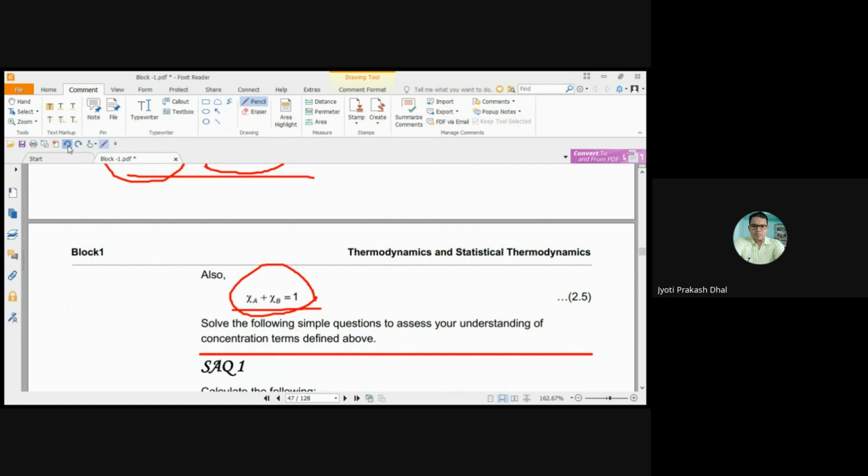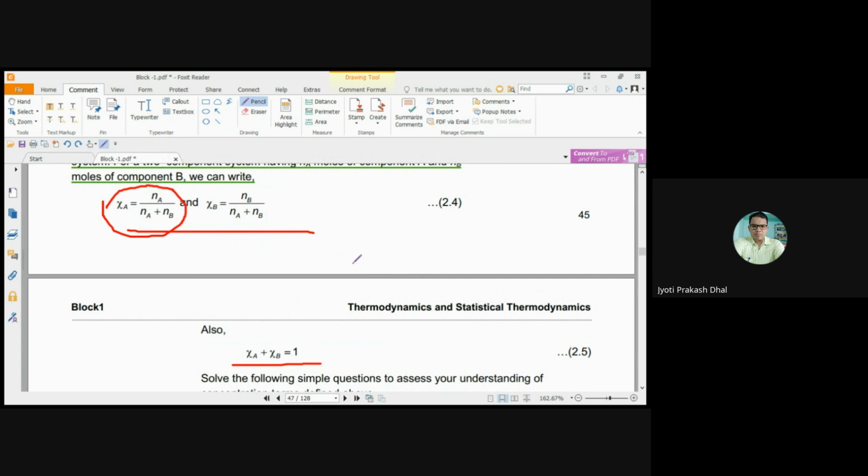And similarly, if we have a solution of three components A, B, and C, then chi A equals number of moles of A divided by total number of moles, that is number of moles of A plus number of moles of B plus number of moles of C. Similarly, mole fraction of B equals Nb divided by Na plus Nb plus Nc. And mole fraction of C equals Nc divided by Na plus Nb plus Nc. In that case, mole fraction of A plus mole fraction of B plus mole fraction of C equals 1.